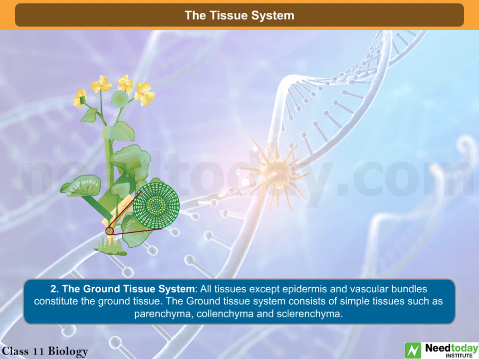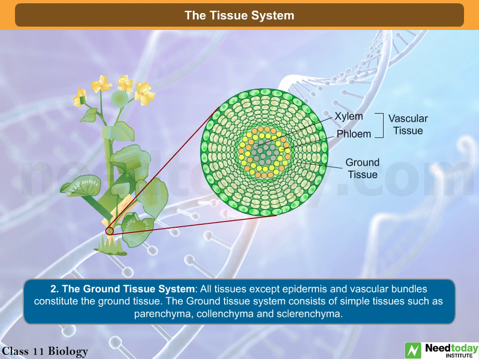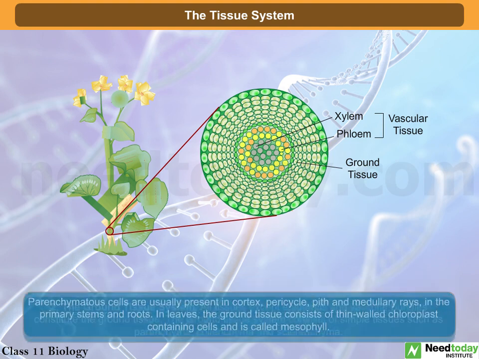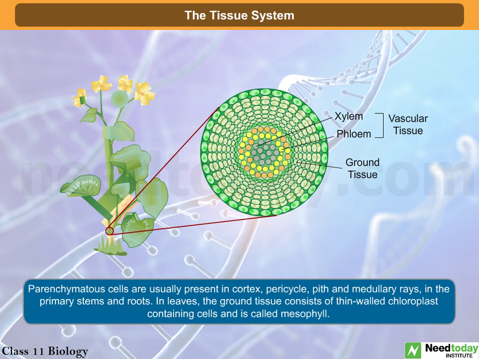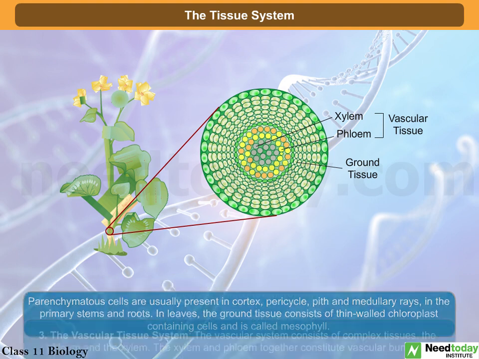2. The ground tissue system. All tissues except epidermis and vascular bundles constitute the ground tissue. It consists of simple tissues such as parenchyma, collenchyma, and sclerenchyma. Parenchymatous cells are usually present in cortex, pericycle, pith, and medullary rays in the primary stems and roots. In leaves, the ground tissue consists of thin-walled chloroplast-containing cells and is called mesophyll.